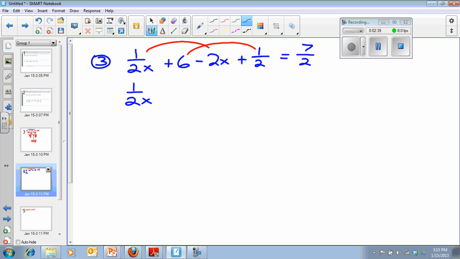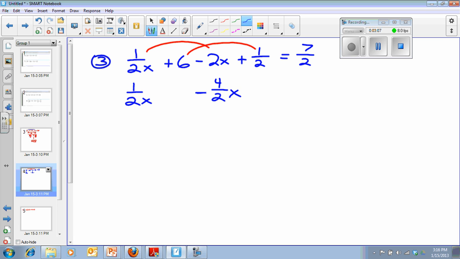Let's just talk about the x's. I have a negative 2x. If I would like to keep that as a fraction but still equal to negative 2, I'm going to make that a negative 4 over 2x. That means the same thing as a negative 2x. I'm going to put the minus sign right here. So negative 4 over 2x.